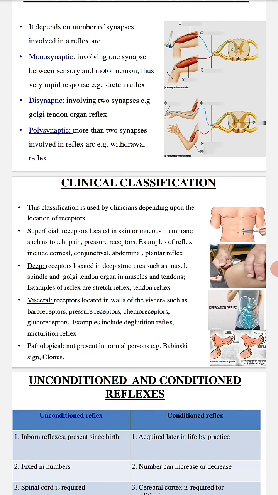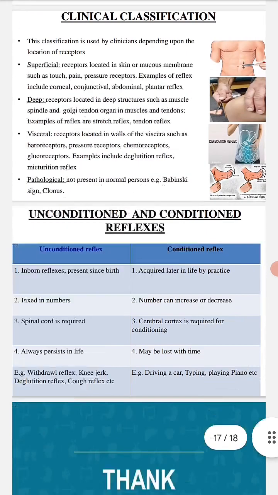Visceral: receptors located in the wall of the viscera such as the baroreceptors, pressure receptors, chemoreceptors, glucoreceptors. It includes deglutition reflex and micturition reflex. Pathological: it is not present in the normal response but in pathological conditions. They are seen in conditions with Babinski's sign and clonus.